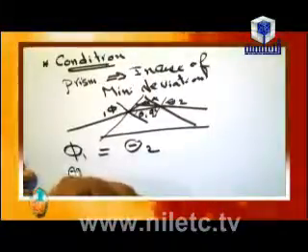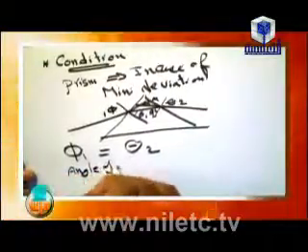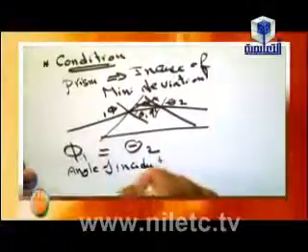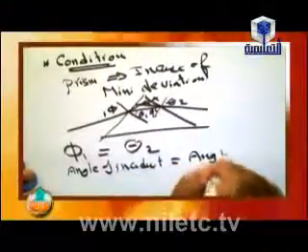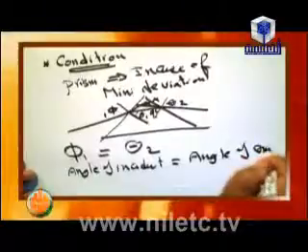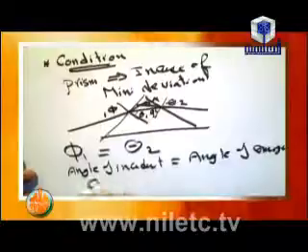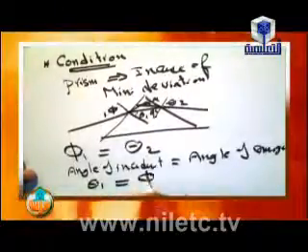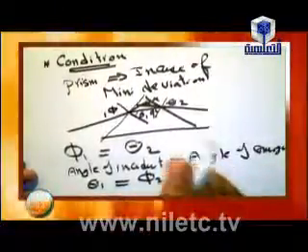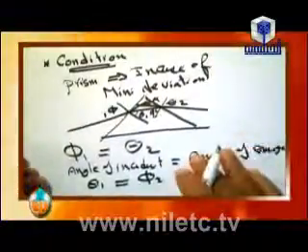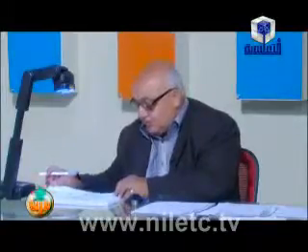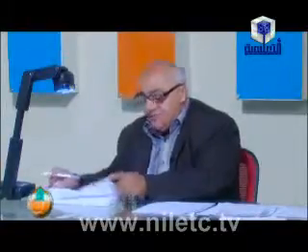I will write it: angle of incidence equals angle of emergence. And the two angles inside the prism, theta 1 equals phi 2. This is the condition to obtain the prism in case of minimum deviation. The angle of incidence is equal to the angle of emergence, and the two angles inside the prism, theta 1, is equal to phi 2. This is the condition of minimum deviation.